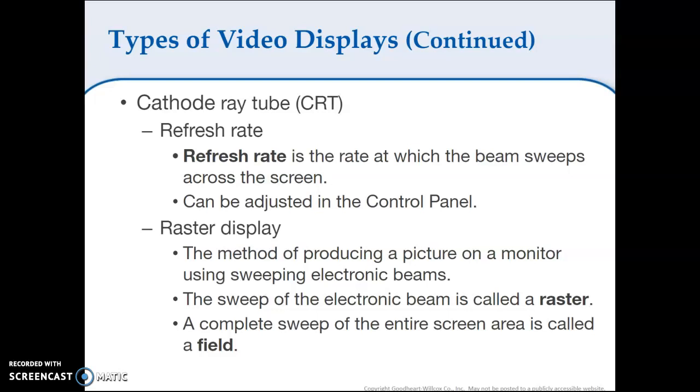Now, a raster display, this method of producing a picture on a monitor, uses a sweeping electronic beam. The sweep of this electronic beam is called the raster, and the complete sweep of the entire screen area is called a field.